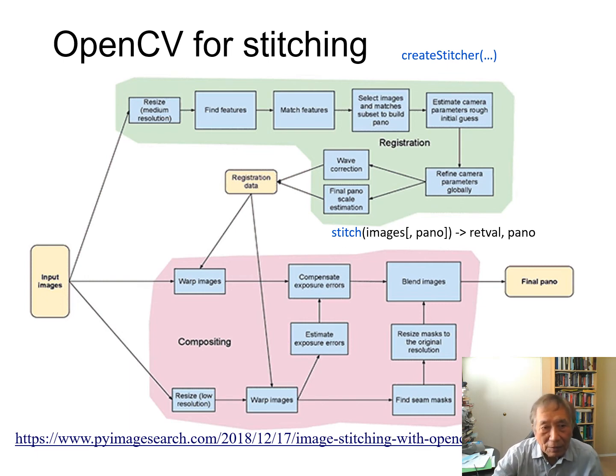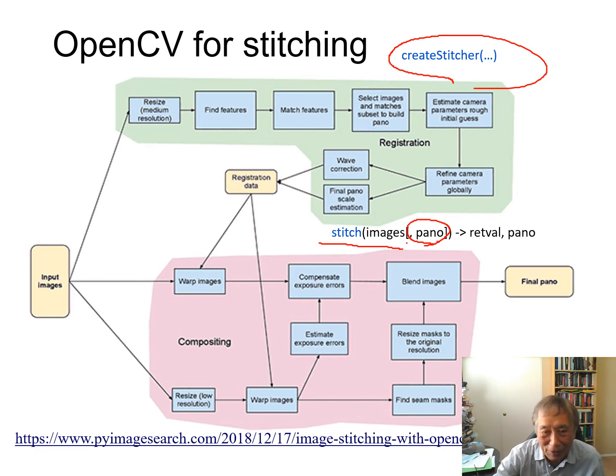By the way, this is the OpenCV command, stitch images. You have as many images as possible, and the output is a panoramic. This panoramic shape has an option, which means when you're stitching, if you have some already glued together, you can add more, you can stitch more. That's the idea.